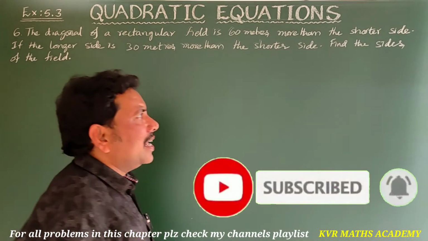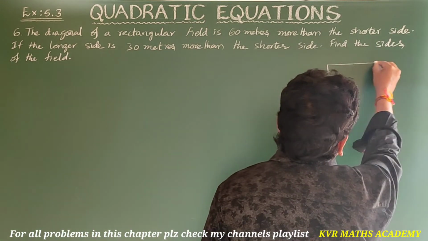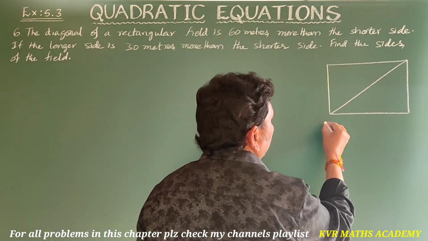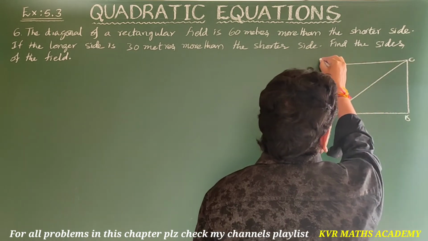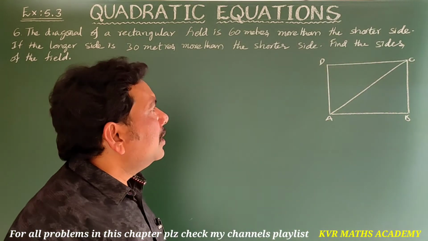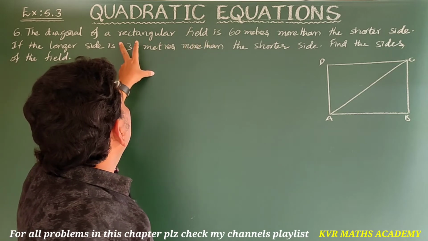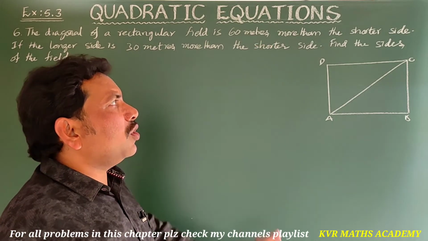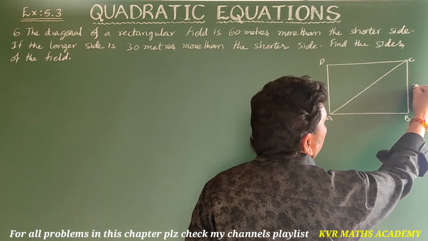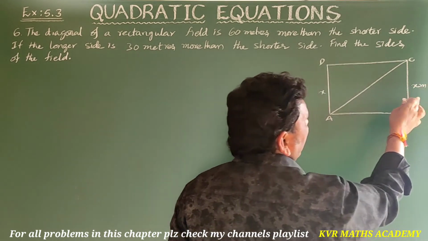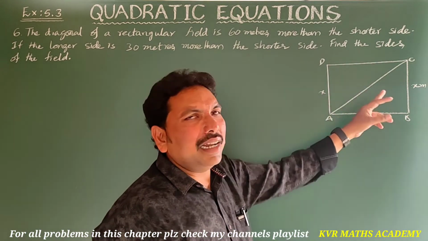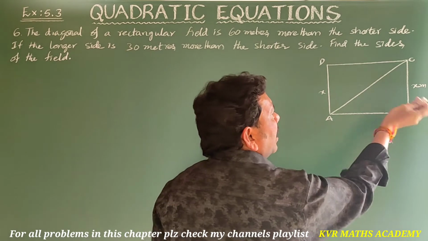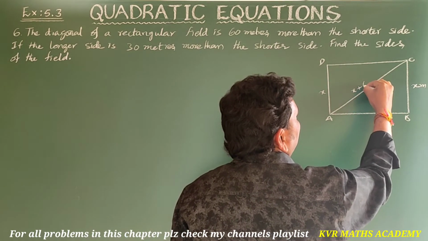See, a rectangular field is there, its diagonal is there. Suppose ABCD is a rectangular field and AC is the diagonal, right? Clearly given that the diagonal of a rectangular field is 60 meters more than the shorter side. Here shorter side let us take as x meters. Rectangular only, so both opposite sides are equal. Next, its diagonal will be 60 meters more than its shortest side, means x plus 60 meters.